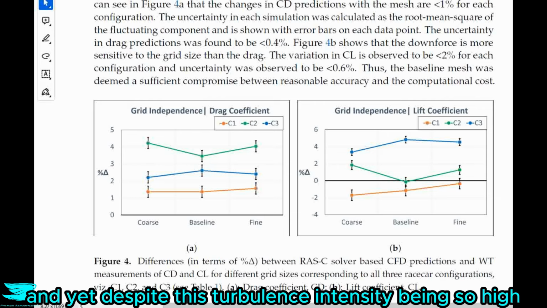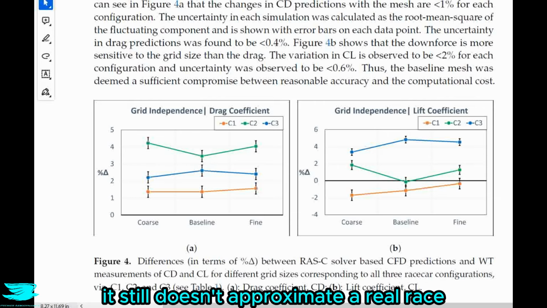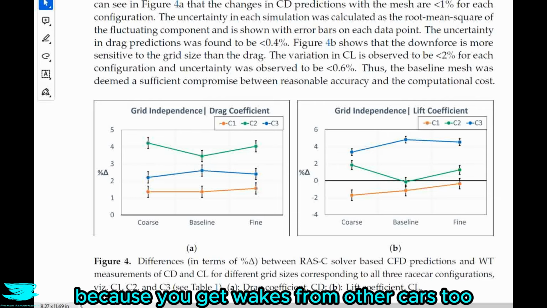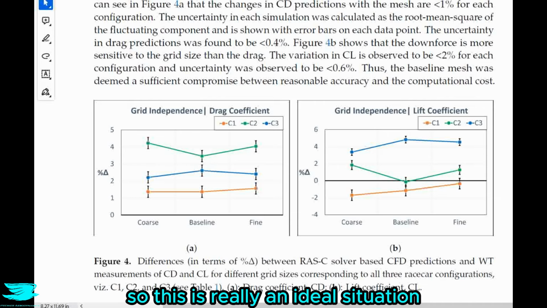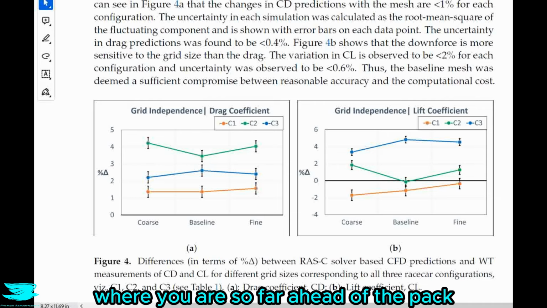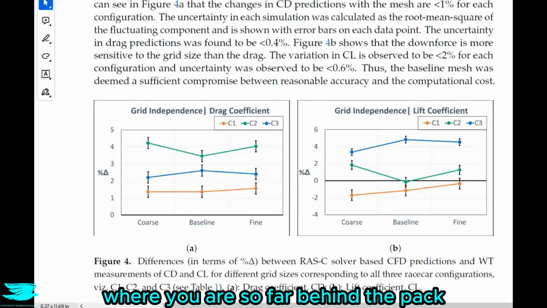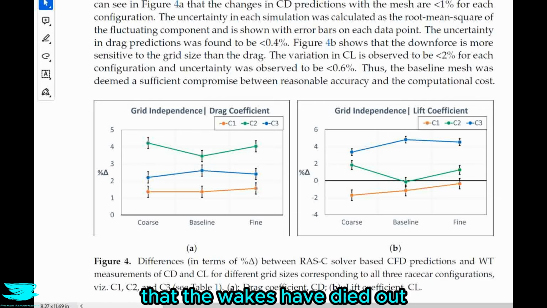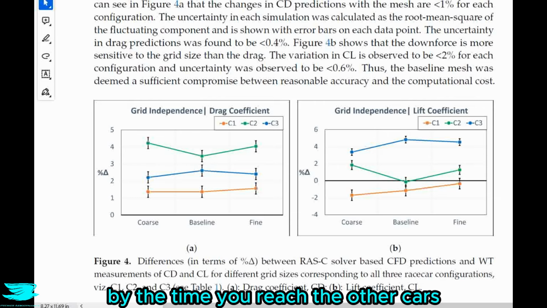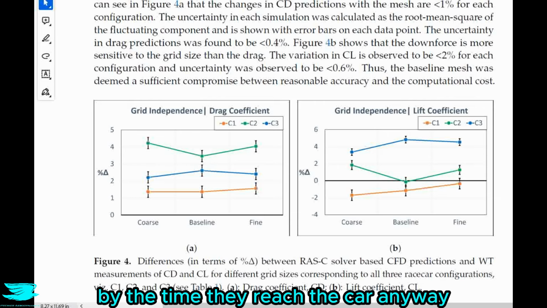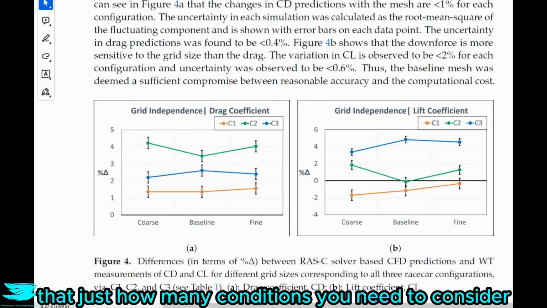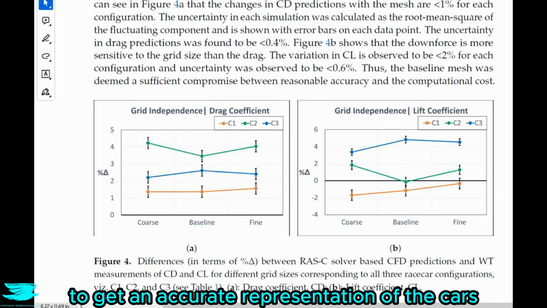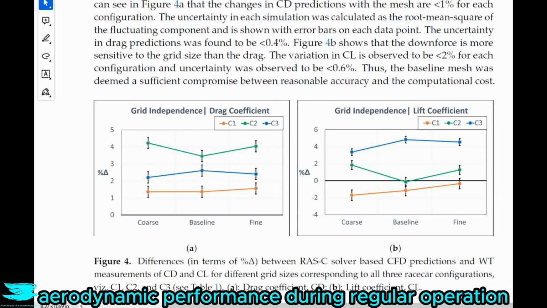And yet, despite this turbulence intensity being so high, it still doesn't approximate a real race because you get wake from other cars too. So this is really an ideal situation where you are so far ahead of the pack, or maybe it's the worst case situation where you are so far behind the pack that the wakes have died out by the time you reach the other cars, by the time they reach the car. Anyway, this shows just how many conditions you need to consider to get an accurate representation of the car's aerodynamic performance during regular operation.